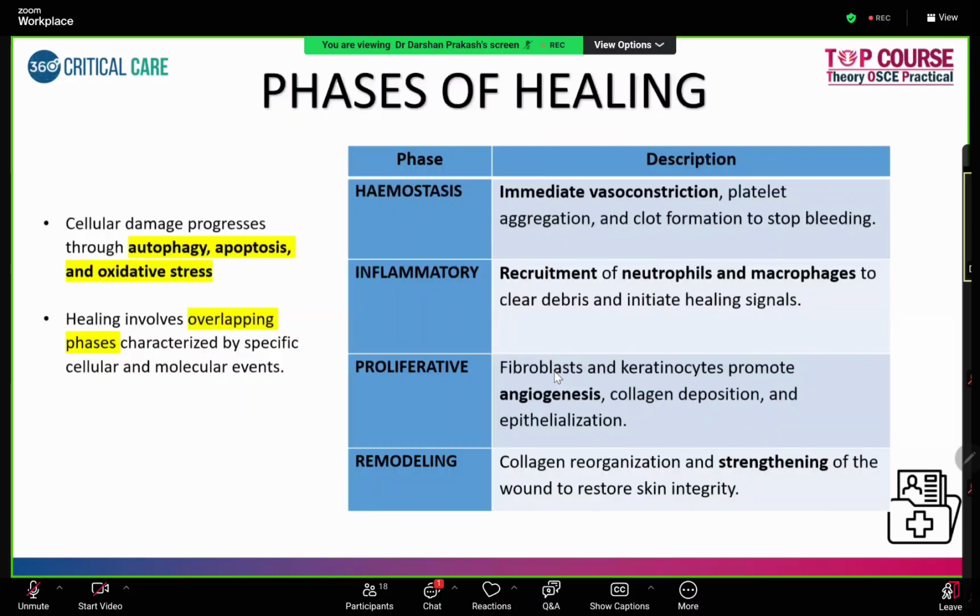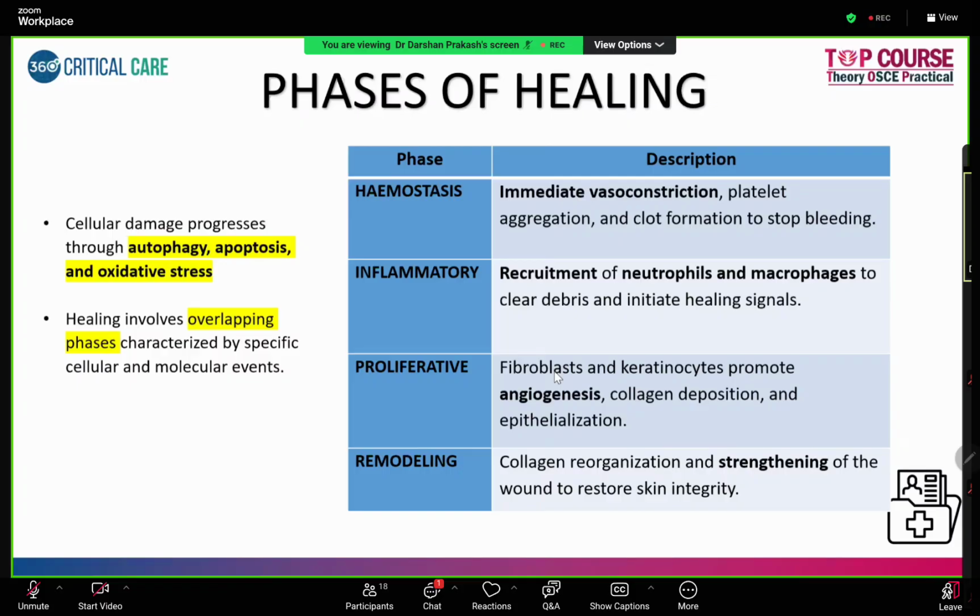Coming to the phases of healing. So we have understood what is the pathophysiology, what is the molecular way that the injury happens, and what are the systemic effects of burns. Now we are coming to phases of healing. So healing usually is under four phases. Whatever happens in the initial phase of burns has to be removed, and the body's mechanism to remove it is by autophagy, apoptosis, or oxidative stress-induced killing.